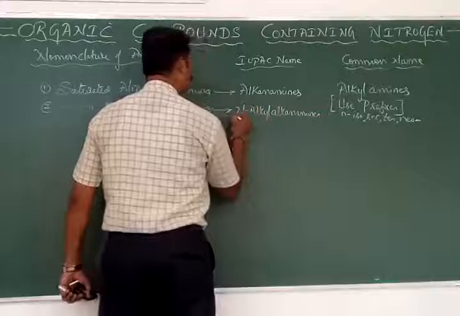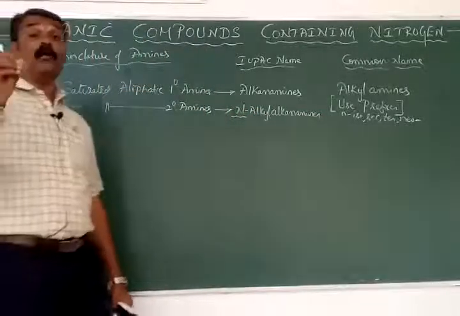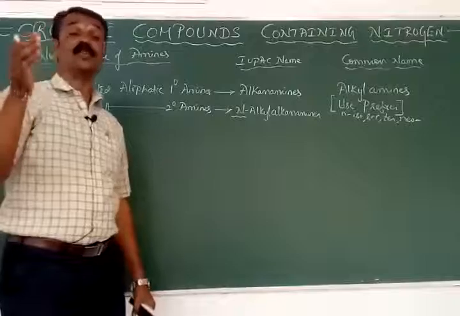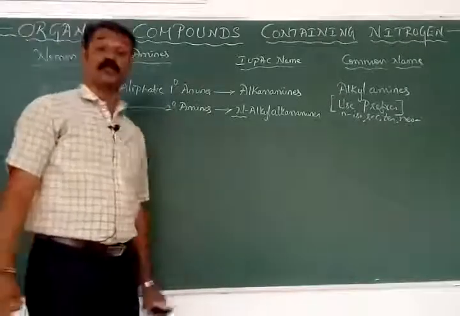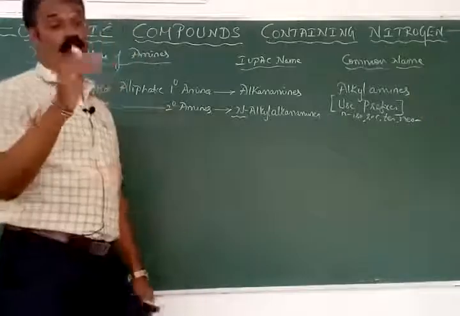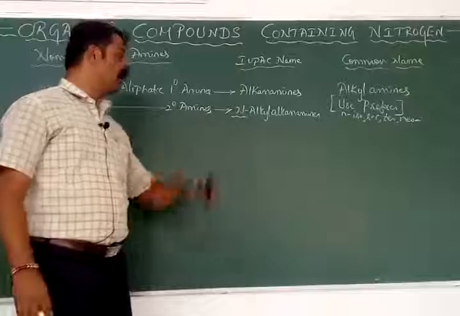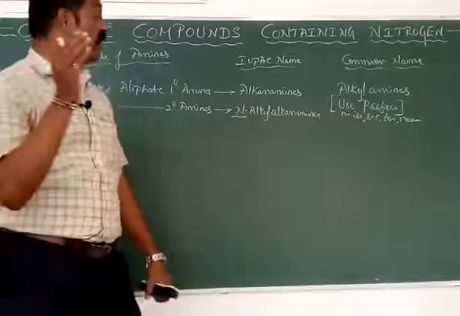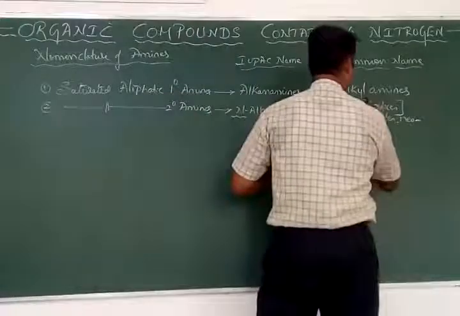Here the new prefix is used, that is capital N. It means the alkyl group or the substituent is attached not to the carbon atom of the parent chain, but to the nitrogen, meaning the nitrogen of ammonia or the amine. That is why you have to use a new prefix in the form of N-alkyl alkanamides. Okay.